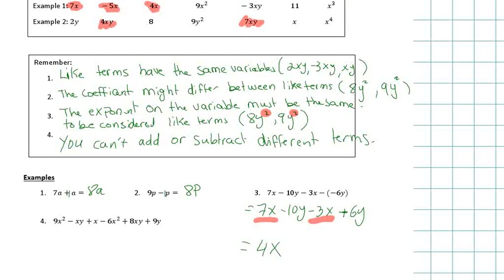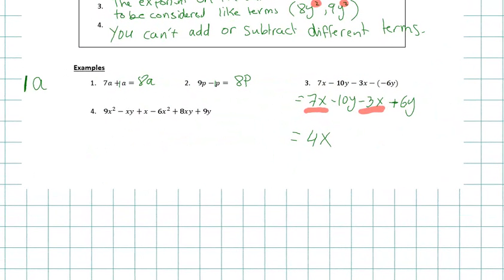My other two like terms are what? Negative 10y and plus 6y. Why are they like terms? They have the same variable, the y's. So what do you enter on the calculator? Negative 10 plus 6. So it's going to give you negative 4. And then you put negative 4 with the y.